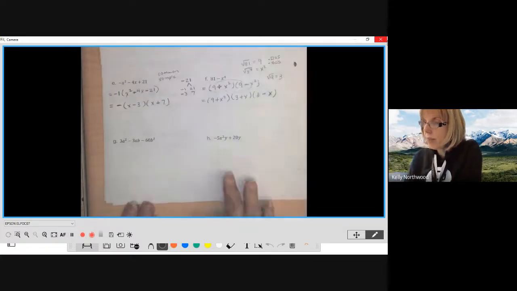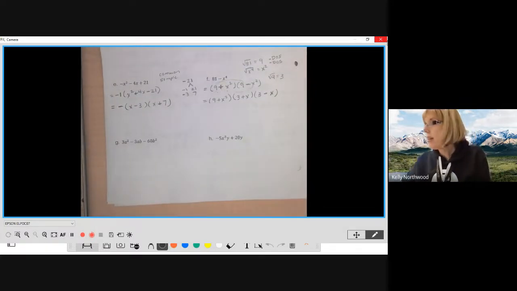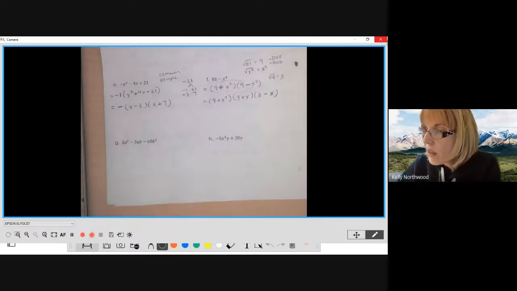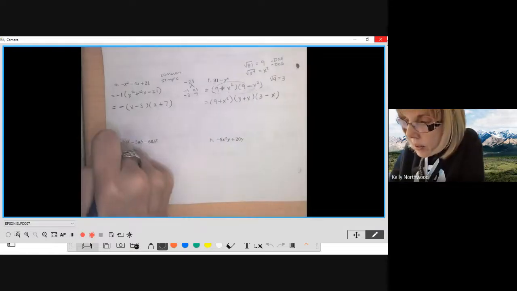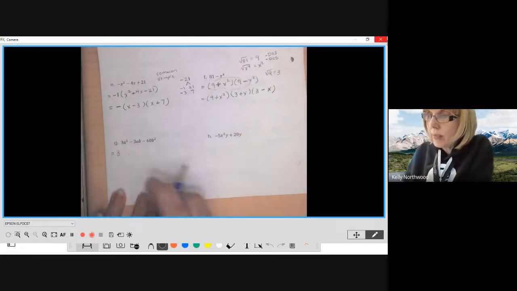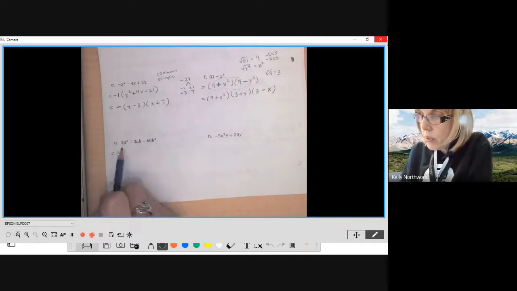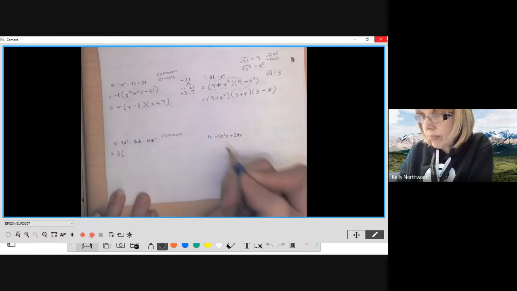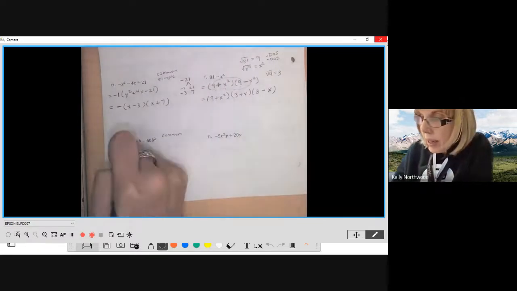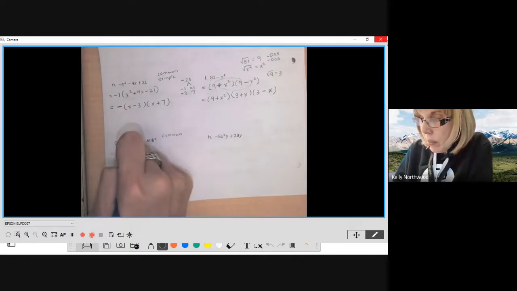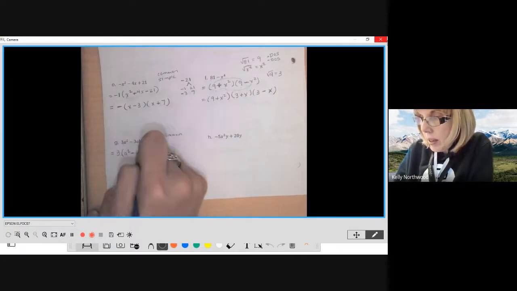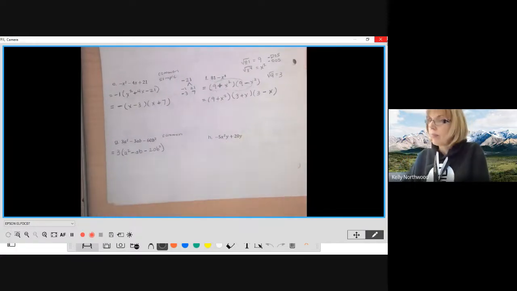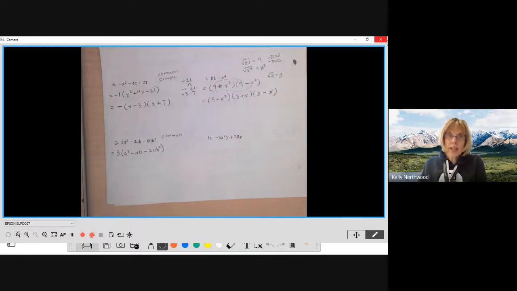All right, G. First step again is always check for common factors first. So I know 3 goes into 60, so 3 is going to be part of my common factor. There's not an A in all 3 terms, nor is there a B, so 3 is my common factor. And then in the brackets, I'm going to get A squared minus AB minus 20b squared. Okay, so there's my common factoring done.